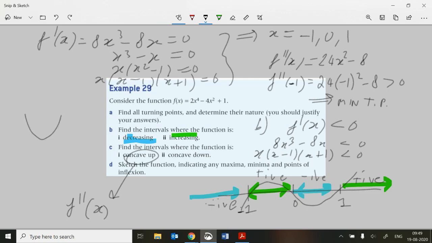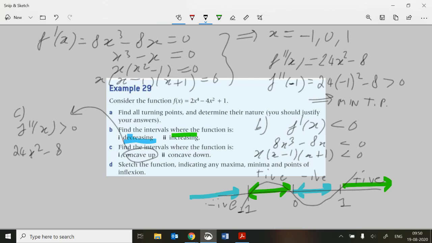So we need to solve f dash dash of x is greater than 0. So we need to solve this for part C. We're going to say, well, where is f dash dash of x greater than 0? And that's for concave upwards. Okay, concave upwards to start off with. And so where's f dash dash of x? That's this one here. So we're going to say, well, when is 24x squared minus 8 greater than 0? And we can divide throughout by 8, so we're getting 3x squared minus 1 is greater than 0.